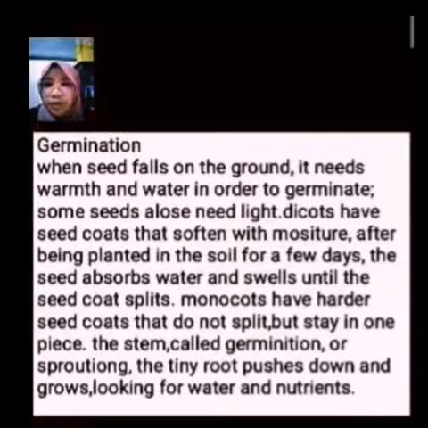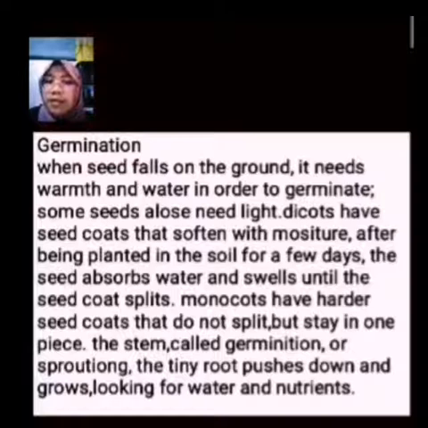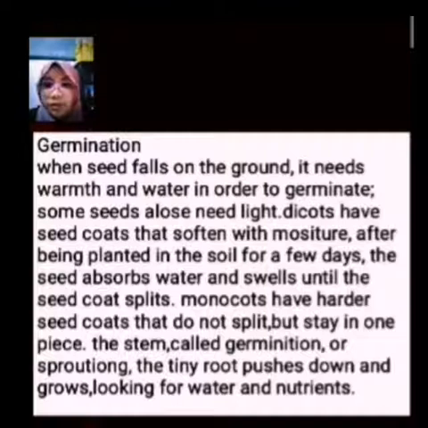Germination. When a seed falls on the ground, it needs warmth and water in order to germinate. Some seeds also need light. Thick seed coats soften with moisture. After being planted in the soil for a few days, the seed absorbs water and swells until the seed coat splits. Monocots have harder seed coats that do not split, but stay in one piece.